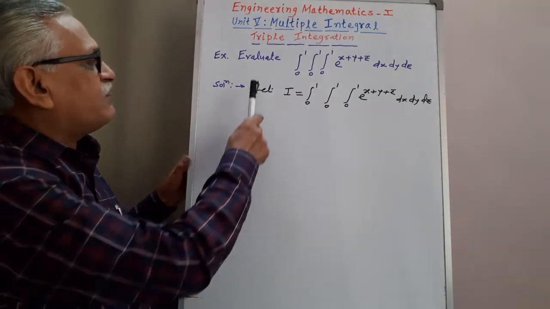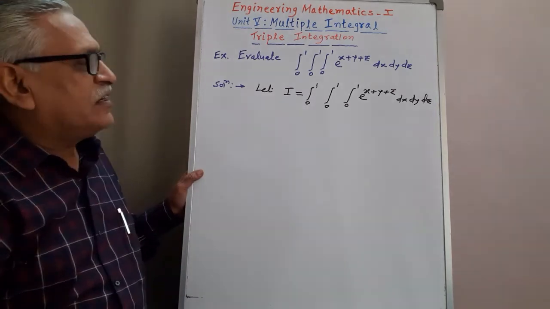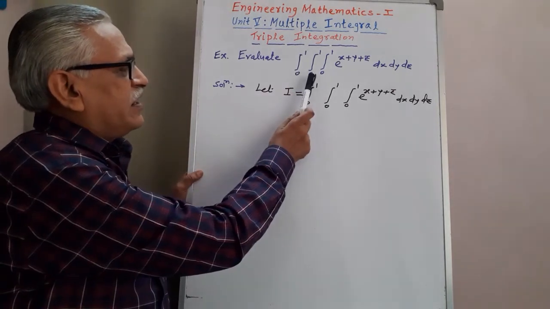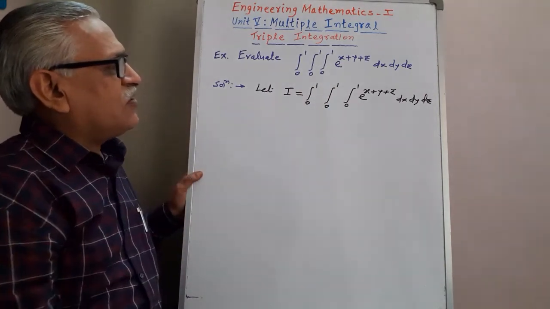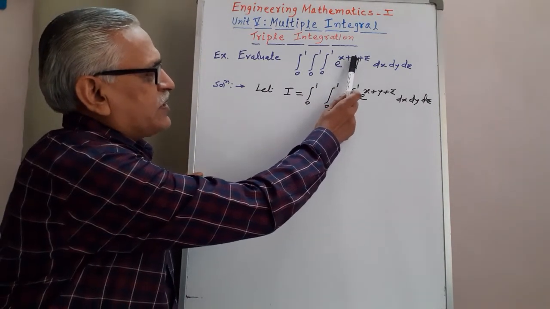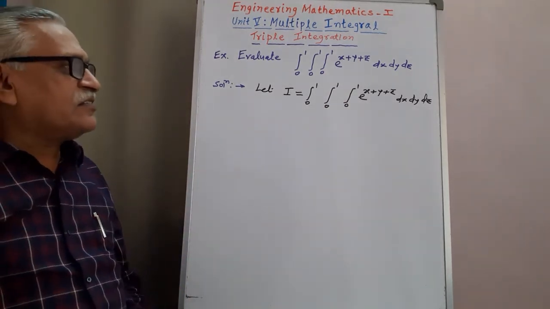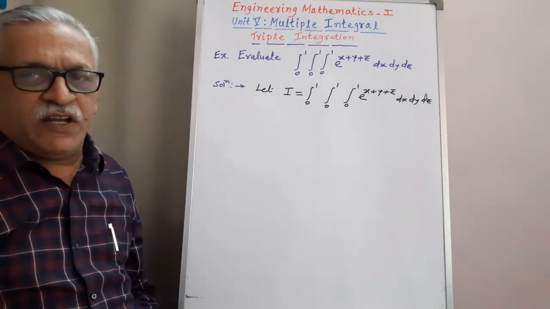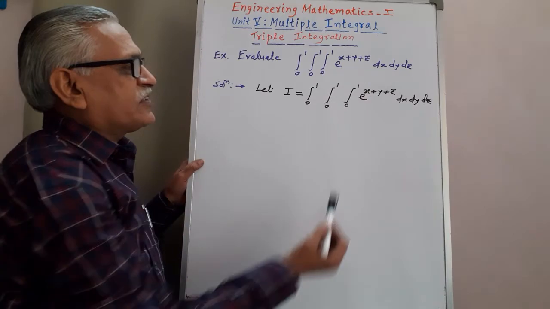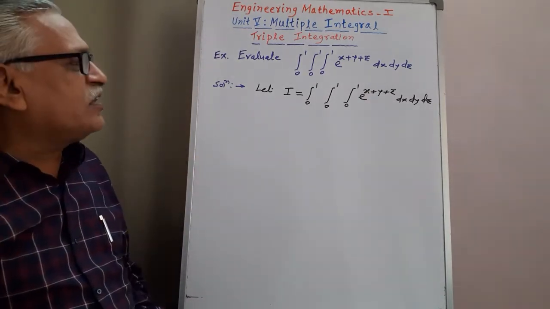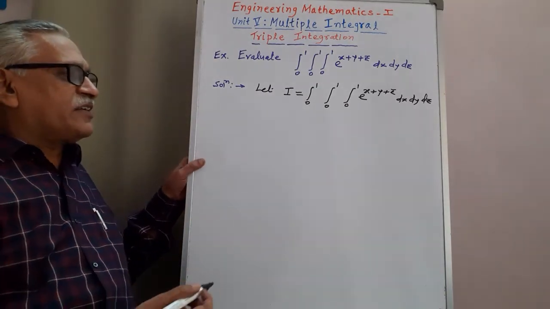Let us see the example first. Evaluate the triple integration of the integral from 0 to 1, integral from 0 to 1, integral from 0 to 1 of e raised to x plus y plus z with respect to x, y, z. Here we have a function of three variables x, y and z, and we have to integrate it with respect to x, y, z. All the limits are constant, therefore in any order we can perform that integration.